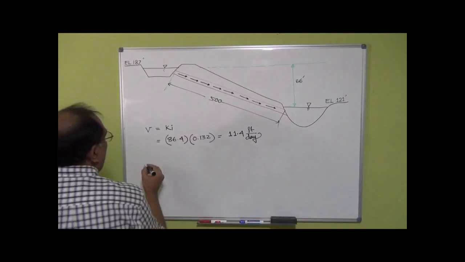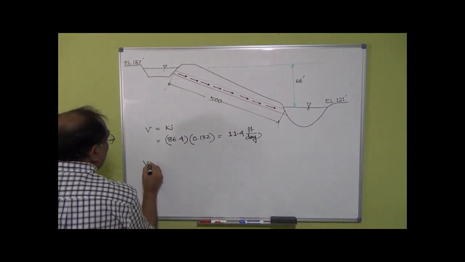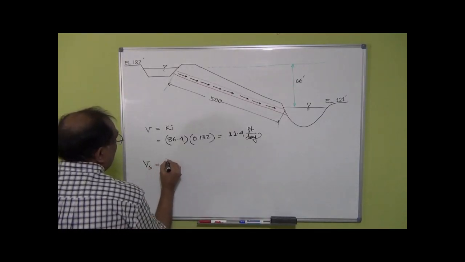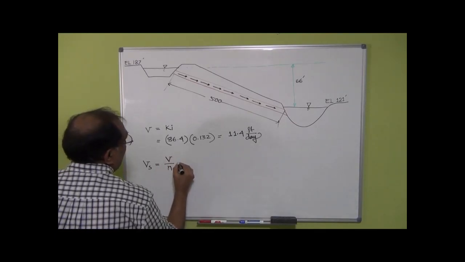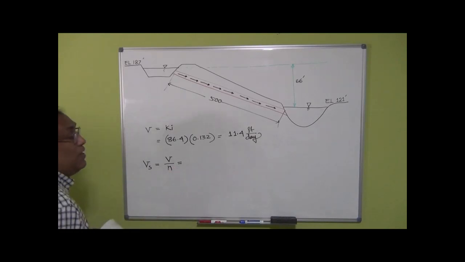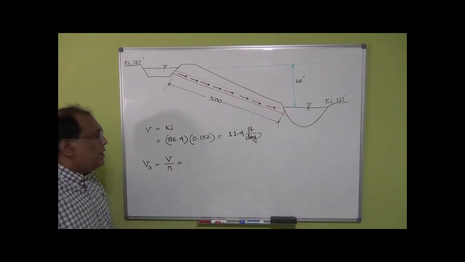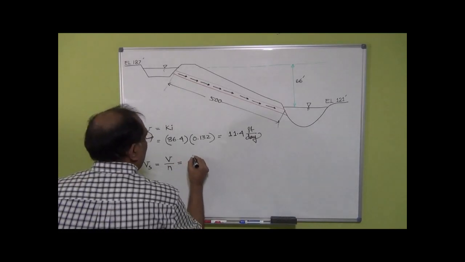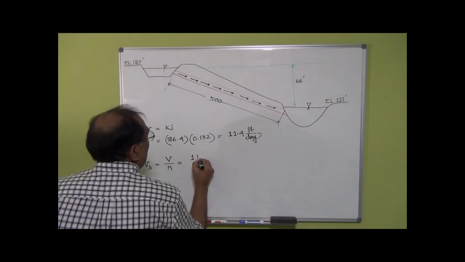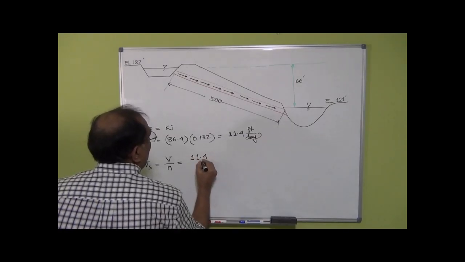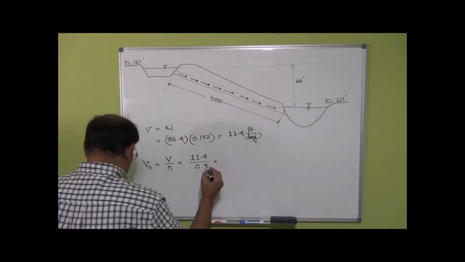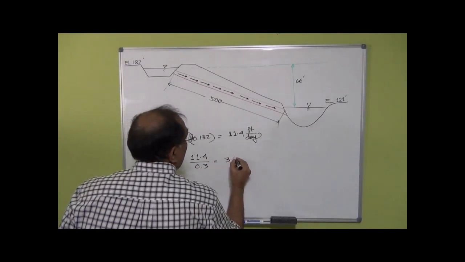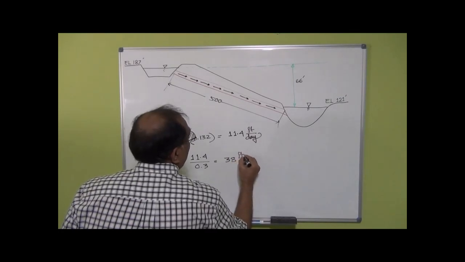Now seepage velocity, v seepage, is nothing but your Darcy's velocity divided by your n. Your n value is given, which is 0.3. So if I plug that in here, that would be 38 feet per day.